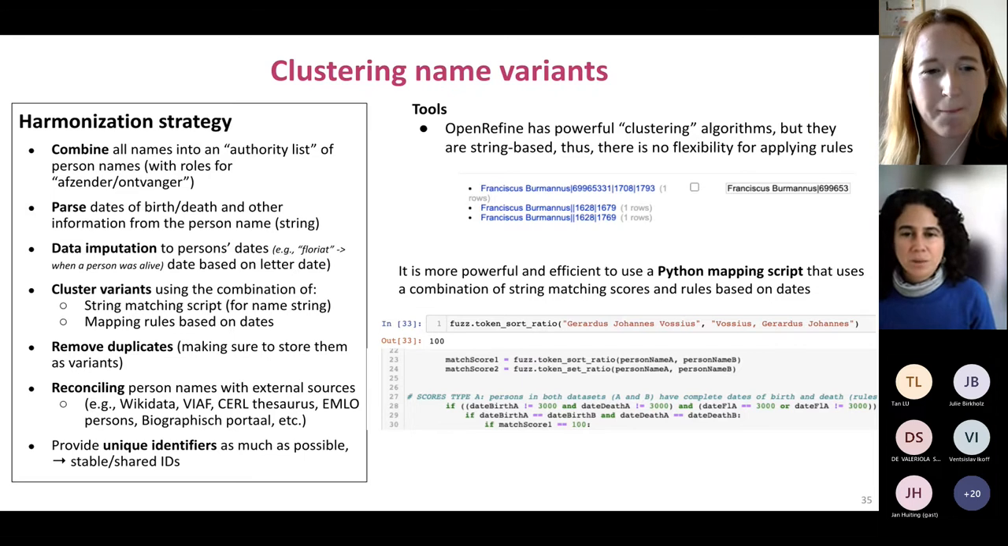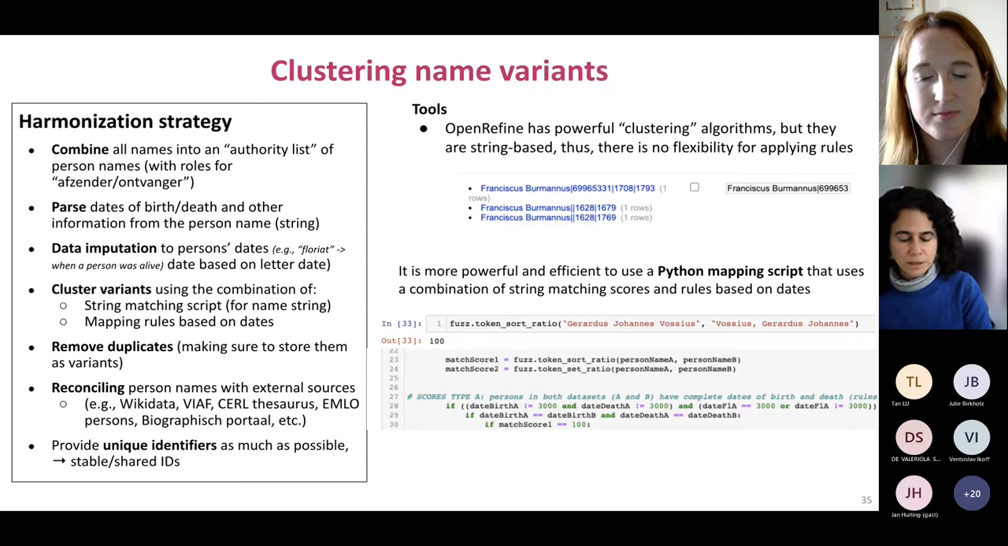I use a string matching script for this, a library from Python called FuzzyWuzzy. And then I use the dates to add rules to these mappings. Even though the process is done semi-automatically, a lot of manual work is involved. Then we also remove duplicates. We do reconciliation to external databases, knowledge bases, and thesauri of person names. For instance, we are constantly referring to CERL to do mappings and getting identifiers.